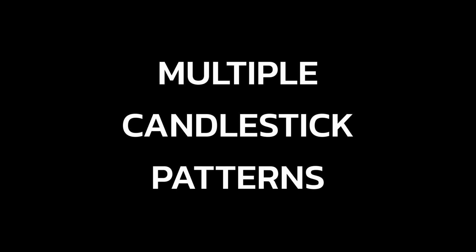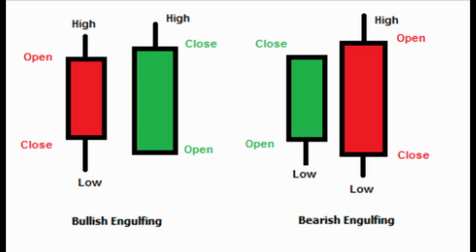Lastly, let's talk about multiple candlestick patterns. All 3 of these that I'm about to show you indicate potential reversals in price action. The first is one of the most used indicators in candlestick charts as a whole. These are called engulfing patterns. There are both bullish and bearish forms.